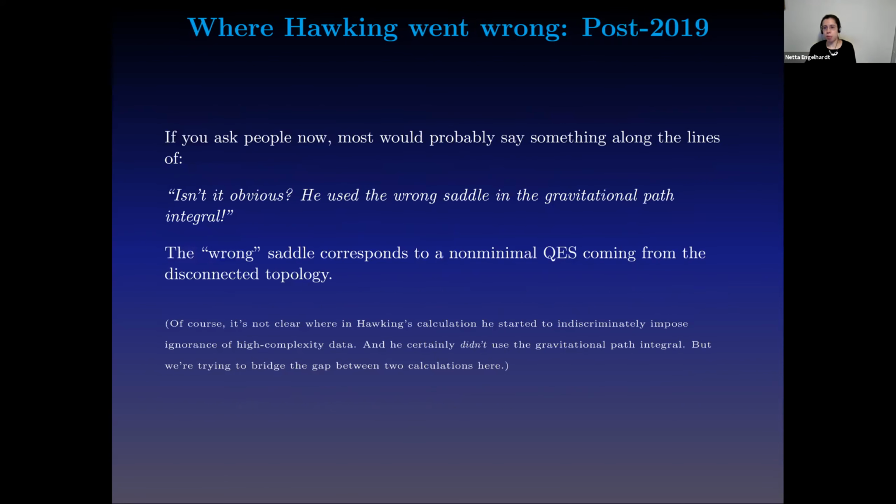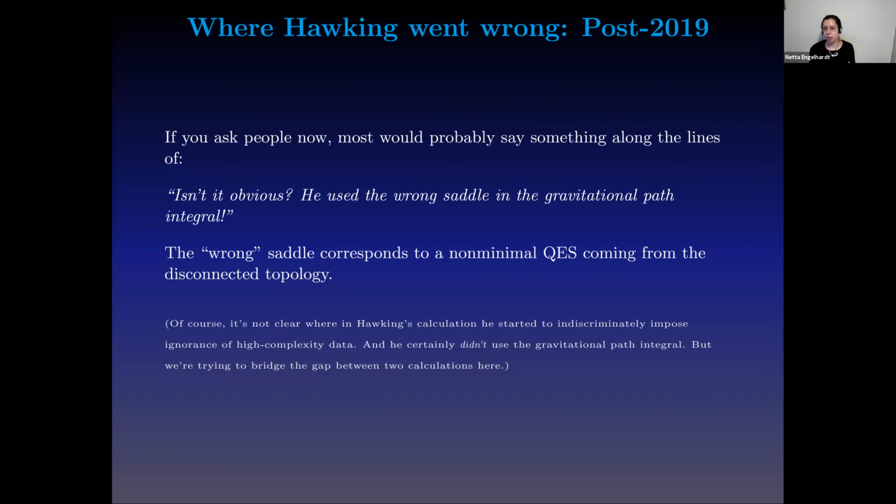All right, what about post-2019? If you ask most people now, they would say something along the lines of, isn't it obvious? Hawking used the wrong saddle in the gravitational path integral. Now, the wrong saddle, what they mean by that is that it corresponds to a non-minimal quantum extremal surface, the one that corresponds to where the classical Ryu-Takayanagi surface was, the disconnected topology in the gravitational path integral.